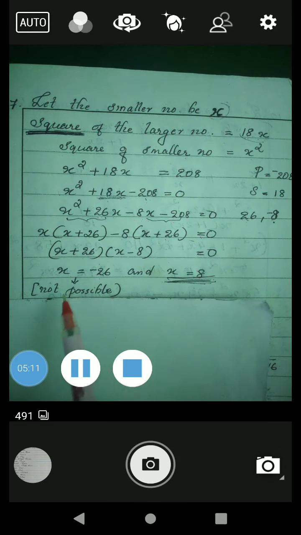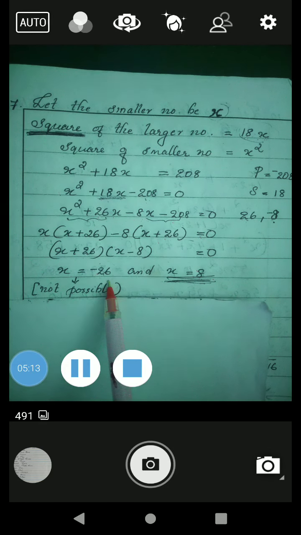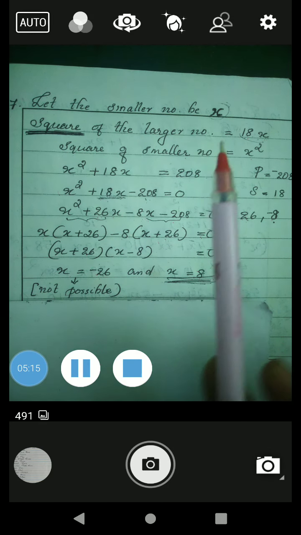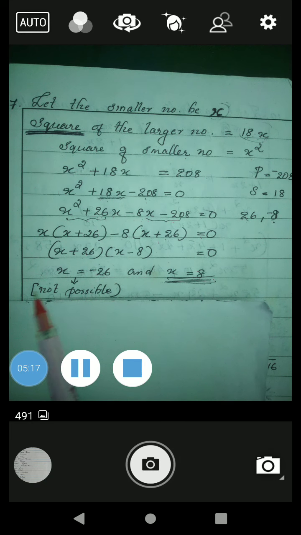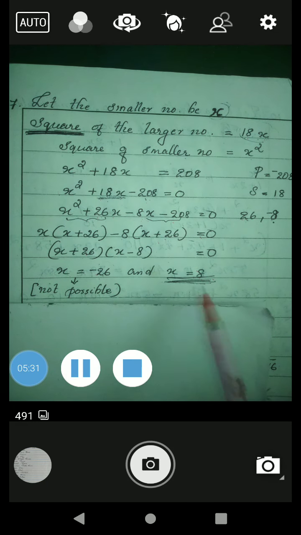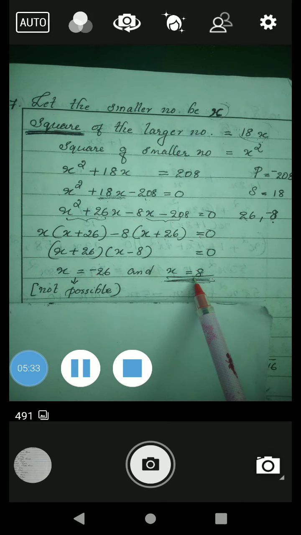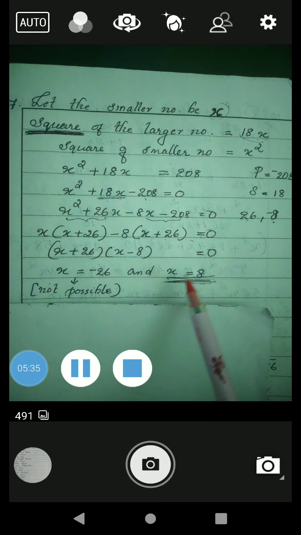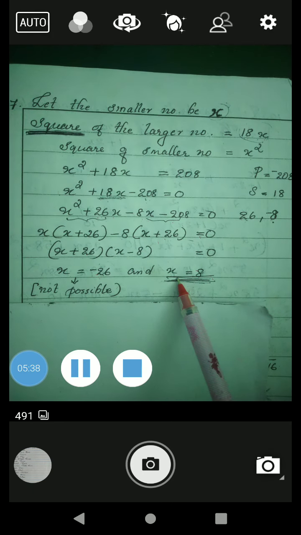x is equal to minus 26. That means, let the smaller number be x. x should not be a negative number, because in the question itself it is given the sum of the squares of two positive integers. This is not a positive integer, so we can take only this value, x is equal to 8. Okay, so we get the smaller number is x, and what is the larger number?